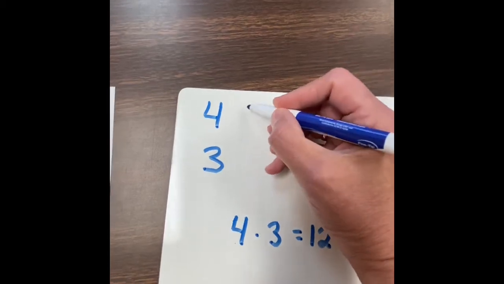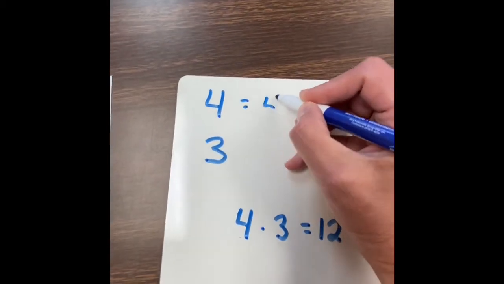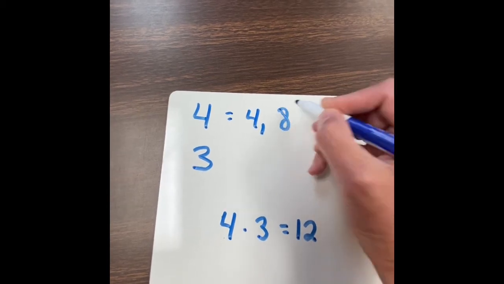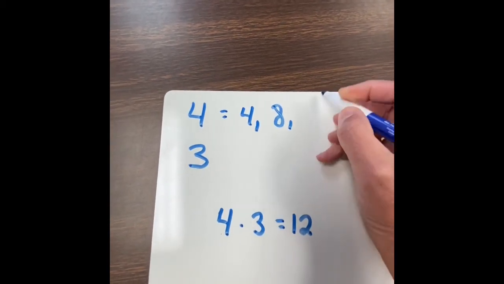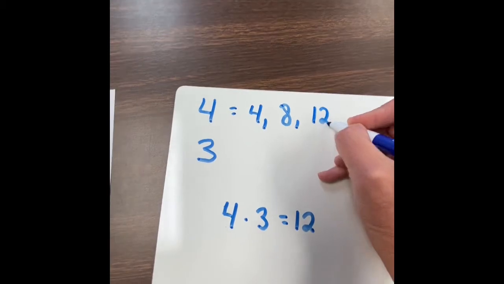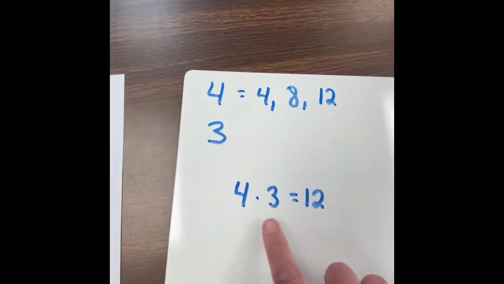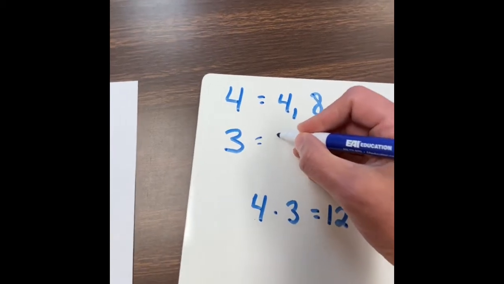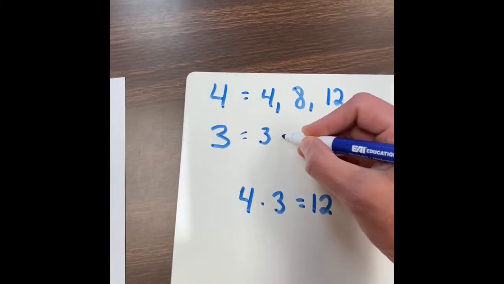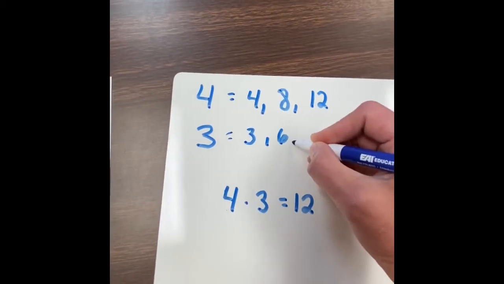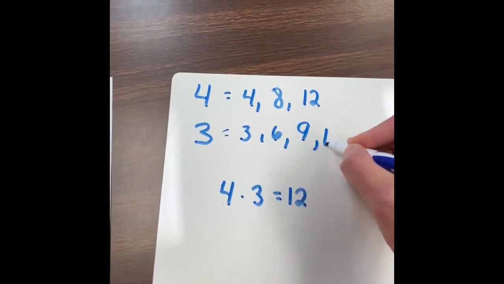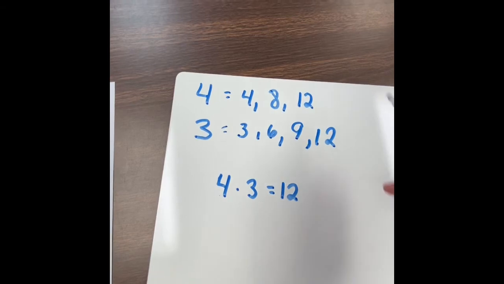So 4 times 1 is 4. 4 times 2 is 8. 4 times 3 is 12. Now we can stop at 12 because we know it's going to be a common multiple. Now let's look at 3. 3 times 1 is 3. 3 times 2 is 6. 3 times 3 is 9. 3 times 4 is 12, isn't it?